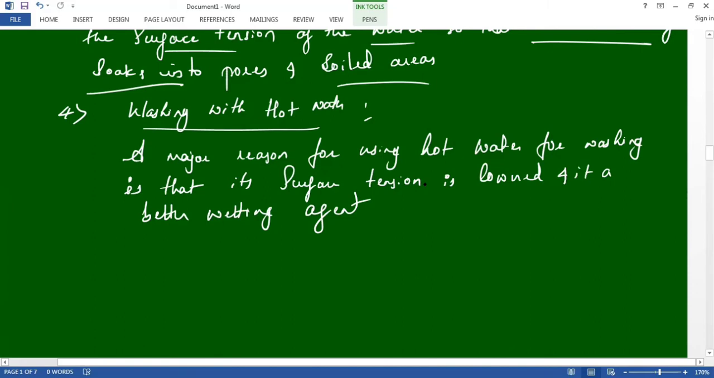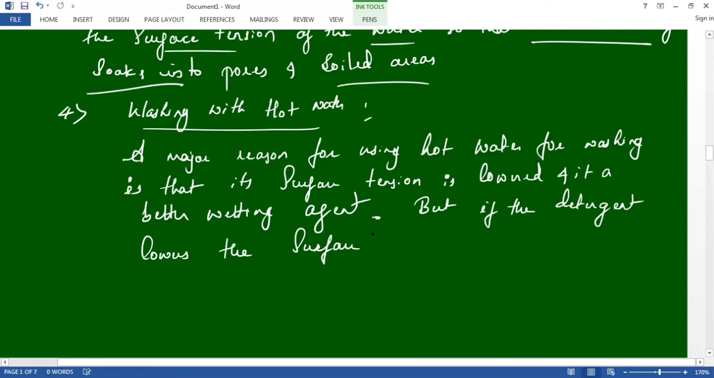But if detergent also lowers the surface tension, heating may be unnecessary. If you want, we can write that point also. Heating may be unnecessary. Okay, let us move on to the next one.